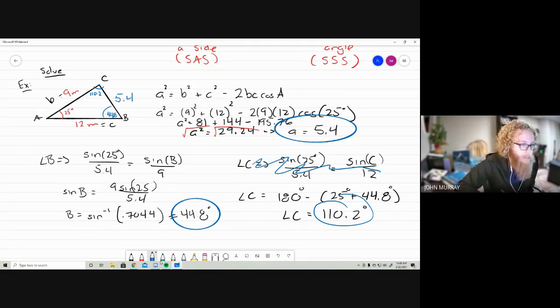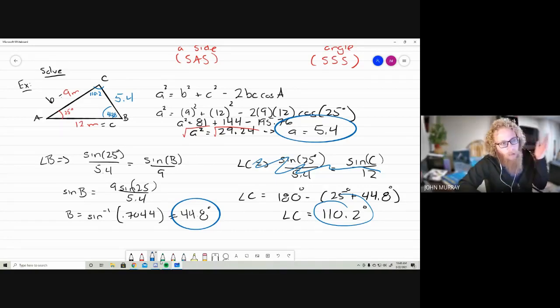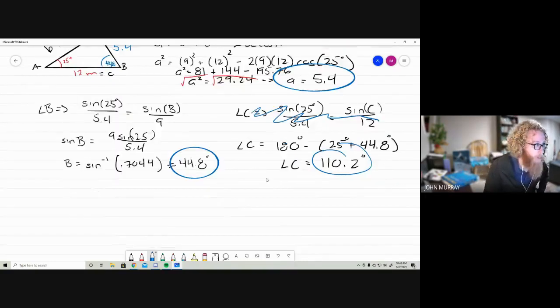All right, any questions there? No, it's very similar to the law of sines. Yeah, it is pretty similar. You just got to remember which equation you have to use and then plug in the numbers. All right, let's do one where we have to find an angle, and then that might be it for today. We'll see. We might end a little early.